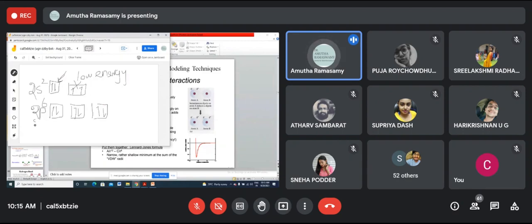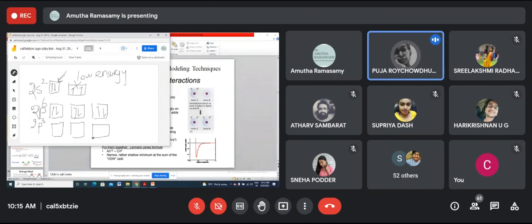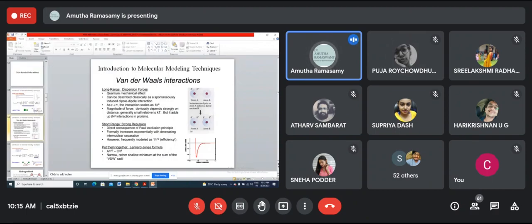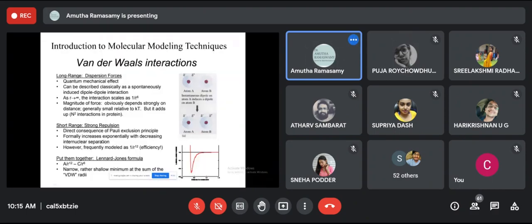So suppose you have 2p3, what will happen? The electron distribution. Ma'am, one in each orbital. Very good. So 1, 1, 1. After completing this only, the pairing will start, one by one. Okay, that is what the sentence means. So this is the direct consequence of Pauli's exclusion principle.